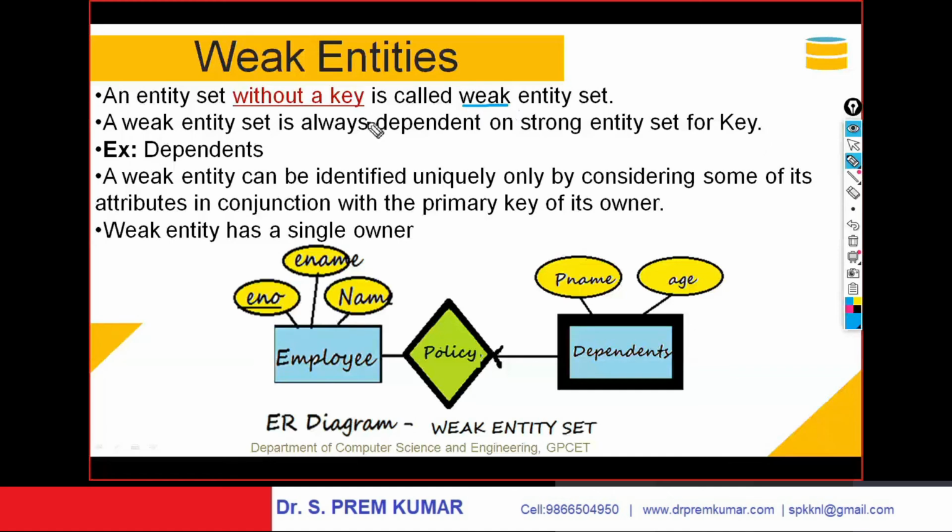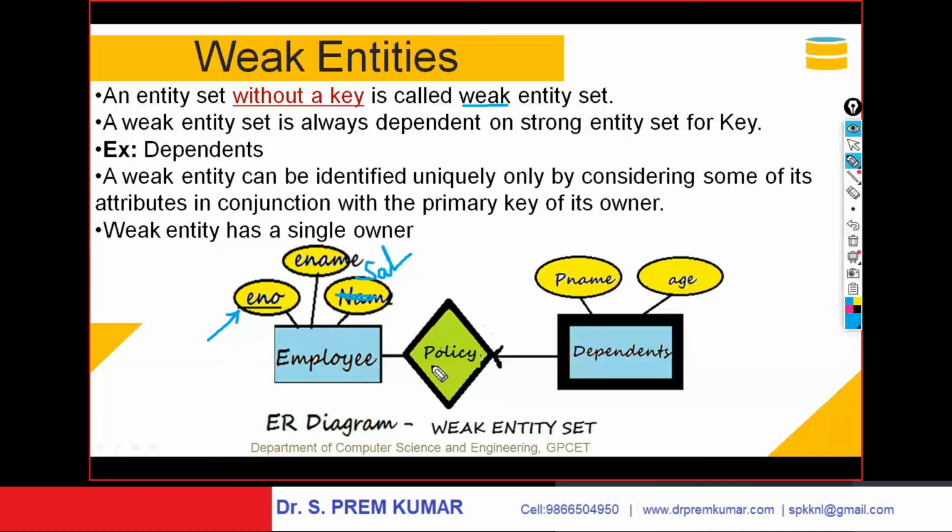For example, an employee is identified by employee number. Employee number is a key, underlined, which will not be duplicated. Then we have employee name and salary of the employee. Employee number, name and salary of employee. Employee number is underlined, which means employee number is a key.